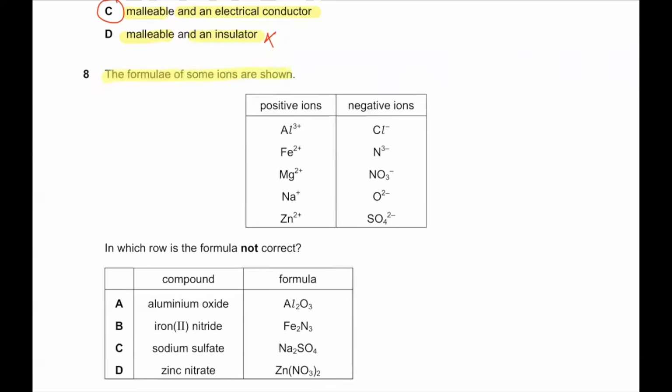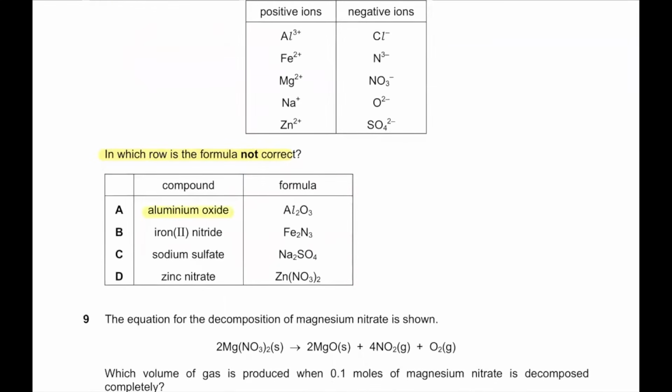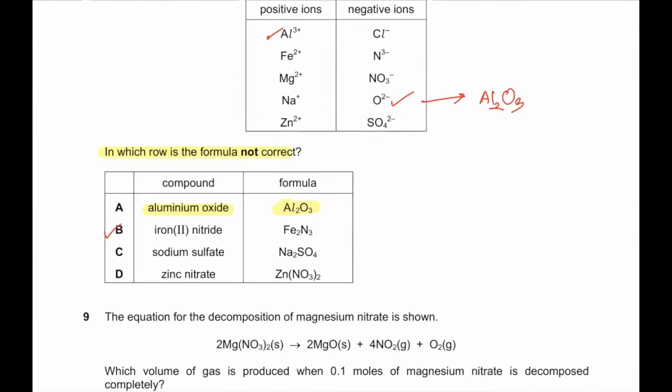The formulas of some ions are shown. We can see Al3+, Cl-, Fe2+, N3-. Which row is the formula not correct? For aluminium oxide, we can see Al2O3, which completely makes sense. Al is 3+ and O is 2-, so if we exchange the numbers, it will be Al2O3. For iron nitride, Fe2N3.